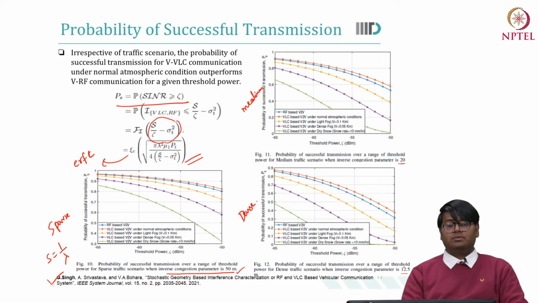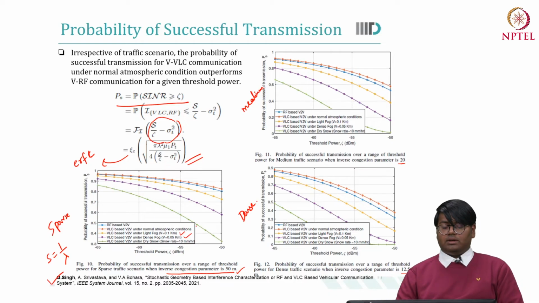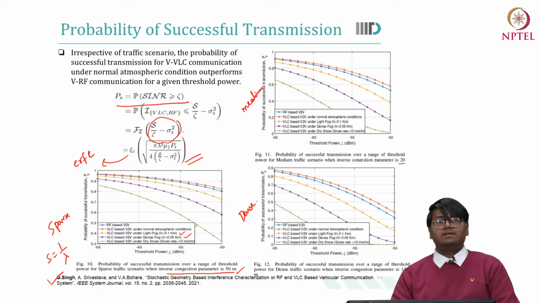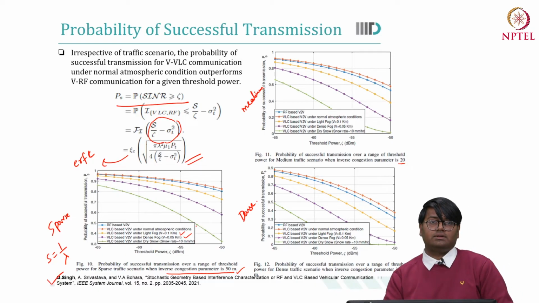But when it comes to environmental conditions such as light fog and dense fog, then VRF under no fading condition outperforms vehicular VLC under different environmental conditions such as light fog, dense fog and dry snow conditions. So, these are the things we have covered. Again, you can obtain these results using the tools of stochastic geometry.